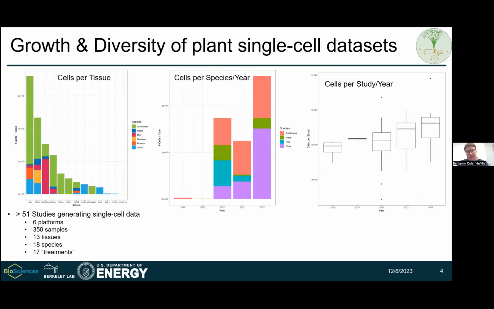And so since the advent of single-cell RNA-seq and other modalities, the plant community has lagged behind the animal, especially the mammalian community. The number of plant single-cell RNA-seq data sets has really started to take off, and I think is really at an inflection point of exploding.